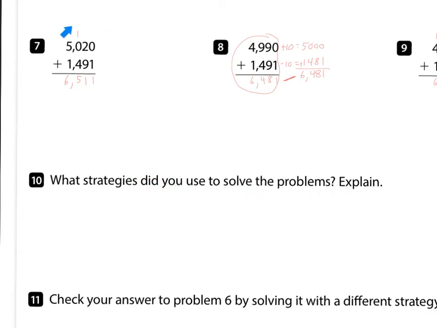All right, guys, number 10 says, what strategies did you use to solve the problems? Explain. So basically we use the standard algorithm, the way that we've been doing addition forever. And then we try to simplify it and make it easier by adding 10 to a number and then taking away 10. Because anytime you're adding numbers to 0, it's much easier. And then you quickly know what 5 plus 1 is to get 6,481.